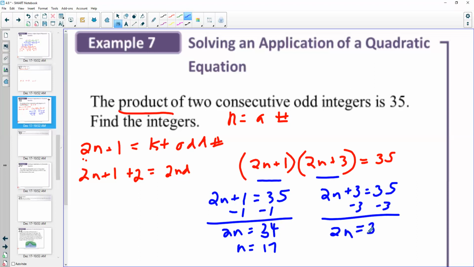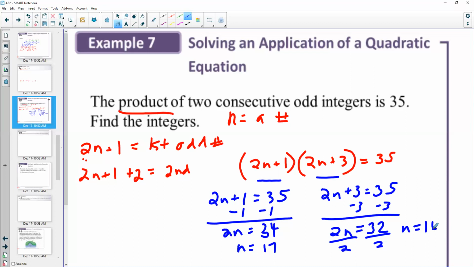32. N is 16. Okay. Is that going to work? Product of 2 consecutive odd integers is 35. Well, I know my numbers can't be 16 and 17 because those aren't consecutive odd integers. I had something go sideways here.